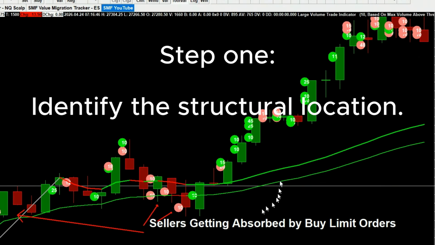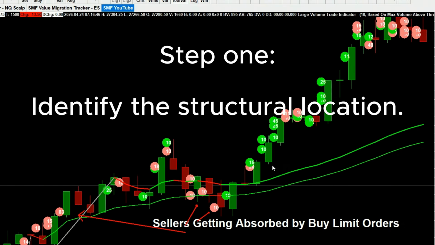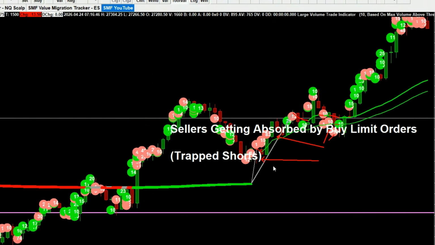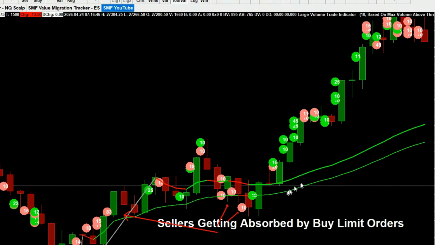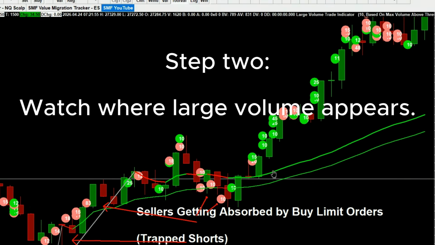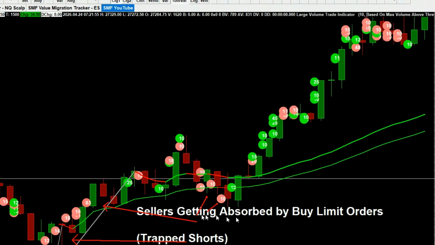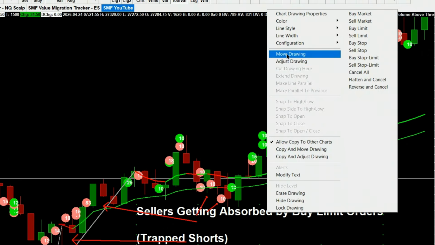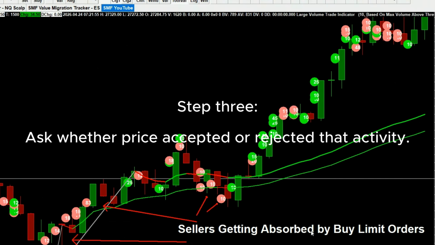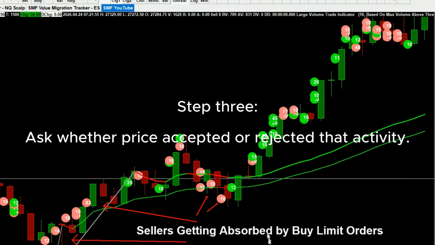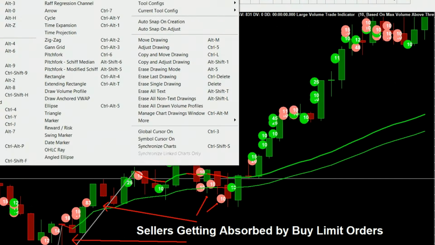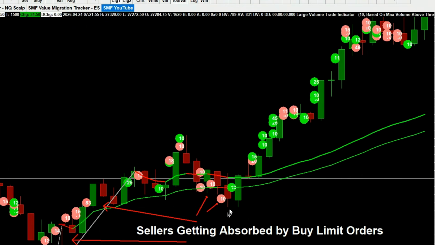Step 1. Identify the structural location. Are we at VAH, VAL, POC, VWAP, prior high or low, an LVN, or a failed auction area? Step 2. Watch where large volume appears. Is size participating at an extreme, in the middle of value, or during a breakout attempt? Step 3. Ask whether price accepted or rejected that activity. Did price continue after the large trades appeared, or did price stall, rotate, and move against the aggressive participants?